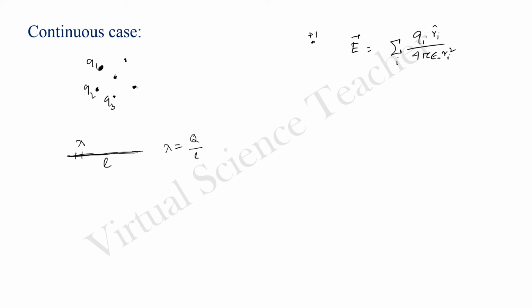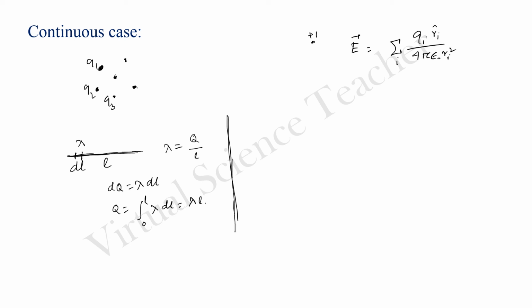But if it is not uniformly distributed, we have to consider a small segment of length, suppose dl, and the line charge density is lambda, so the charge for the length dl is dq equals lambda dl. The total charge must be integrated from 0 to L: the integral of lambda dl equals lambda into L. This is line charge density.